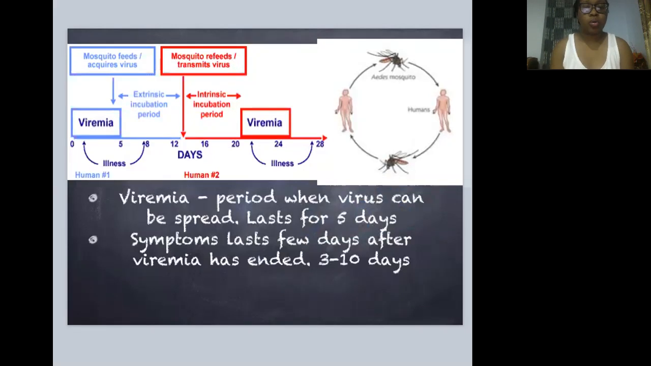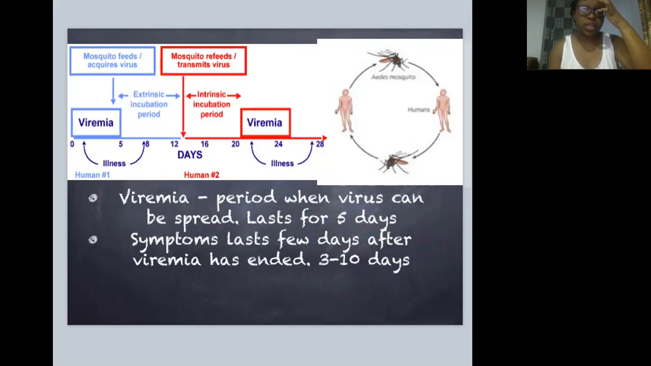So the transmission of dengue fever is usually between mosquitoes and humans. An infected mosquito would bite an uninfected human, which would then incubate the virus, and then an uninfected mosquito would then bite the infected human, and then the cycle just keeps going on.